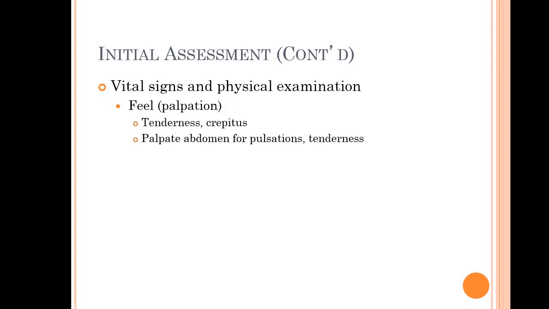So be sure and feel their chest for any tenderness or crepitus. Look for those trauma signs. Make sure you palpate the abdomen, looking for triple A's, looking for tenderness. It could be pancreatitis. It could be gallstones, that sort of thing.